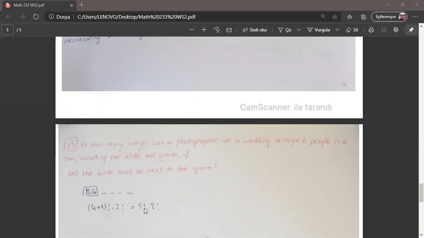So we have 5 factorial. So this gives the arrangement of these 5 people. Okay? But remember that the bride and groom can rearrange between them. So, for example, they can change like this. So we need to count that too. So it is 2 factorial because in here we have 2 people. So this gives the number of all arrangements where the bride and the groom are next to each other.